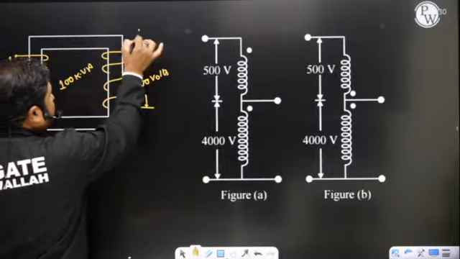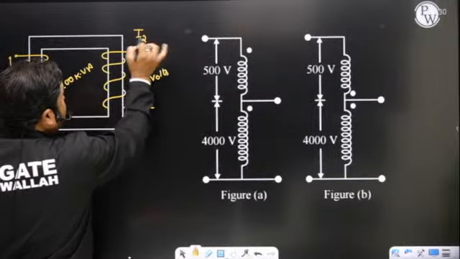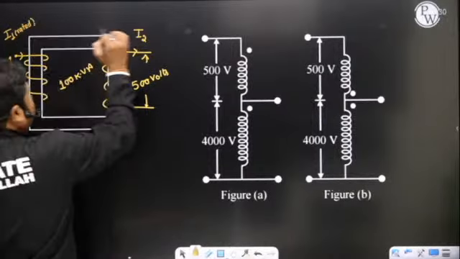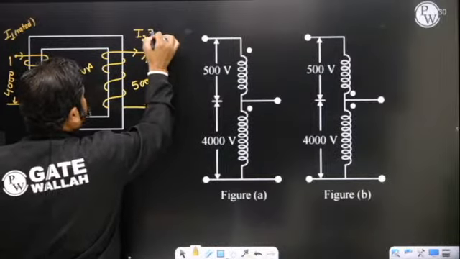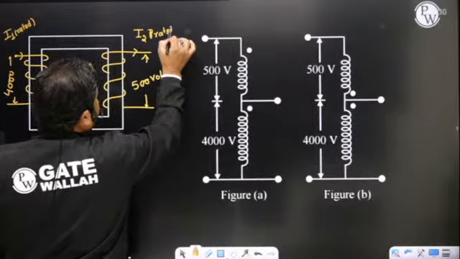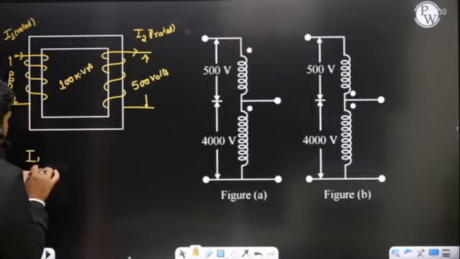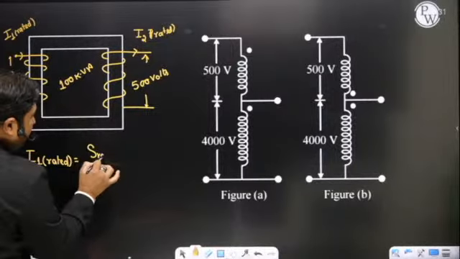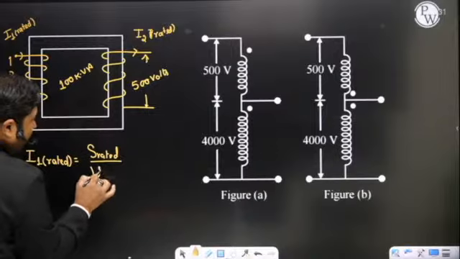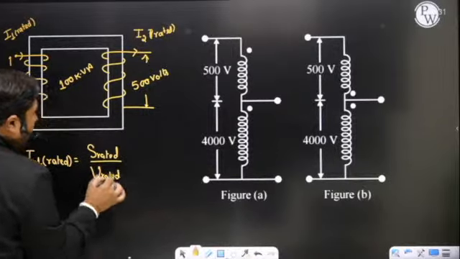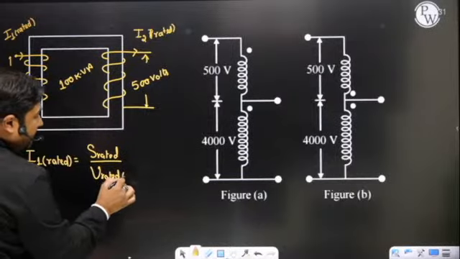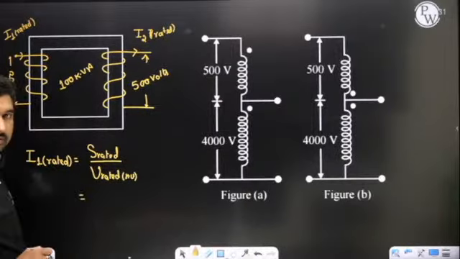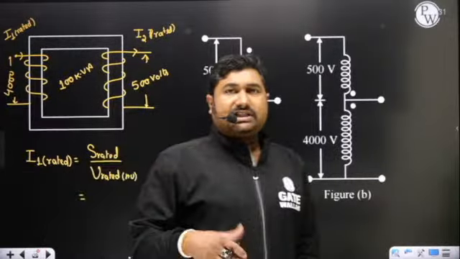Yes, sir. So, it is very easy to calculate the rated secondary current and rated primary current. So, what is the rated primary current? Rated primary current is rated kVA by rated voltage on the high voltage side. So, what is the rated voltage on the high voltage side? 4000 volts. Because kVA is nothing but voltage into current.